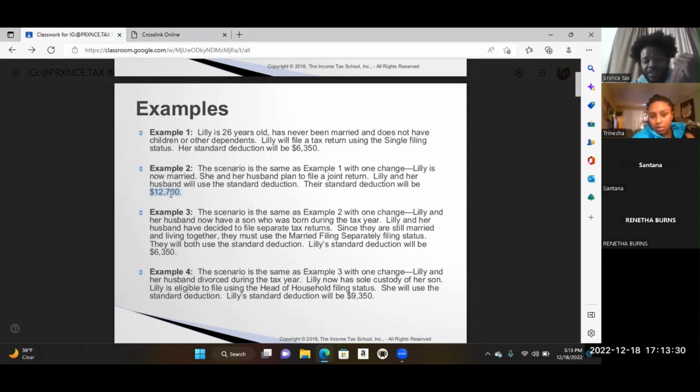Lily is eligible to file using head of household filing status. She will use the standard deduction. Lily's standard deduction will be $9.50.